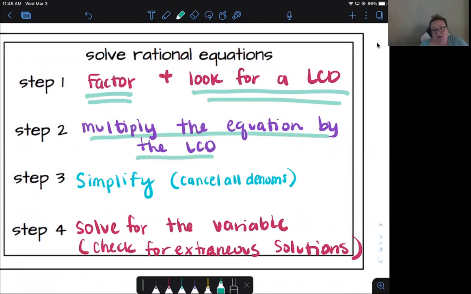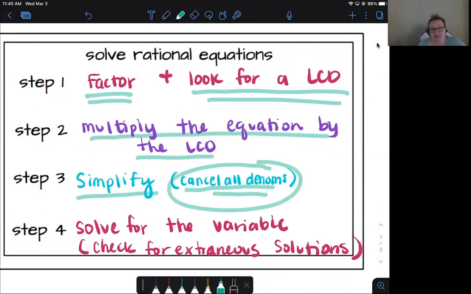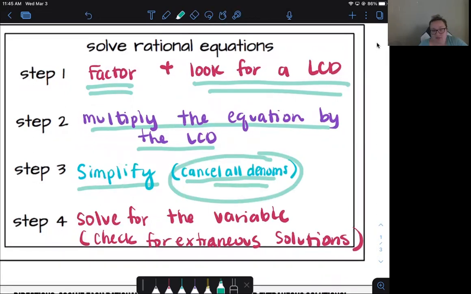Then something magic happens when we do that. When we multiply the entire equation by the least common denominator in step 3, we're going to simplify everything and all the denominators will cancel out. When you solve rational equations this way, you're going to end up canceling all your denominators and it makes it super easy to solve the equation from there. Then step 4, solve for the variable, but you have to check for extraneous solutions.